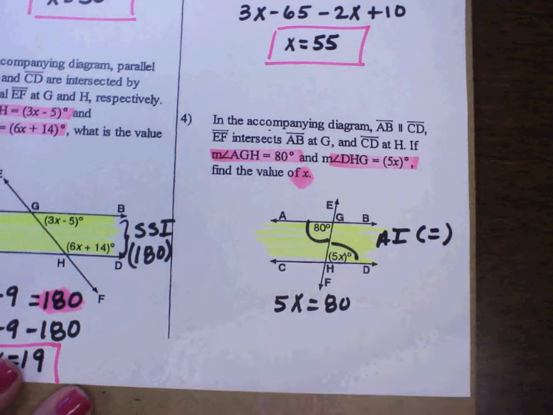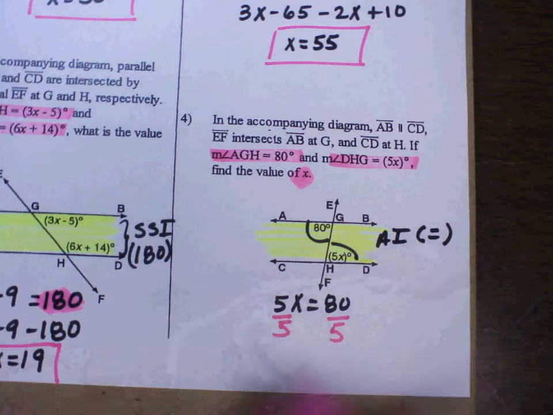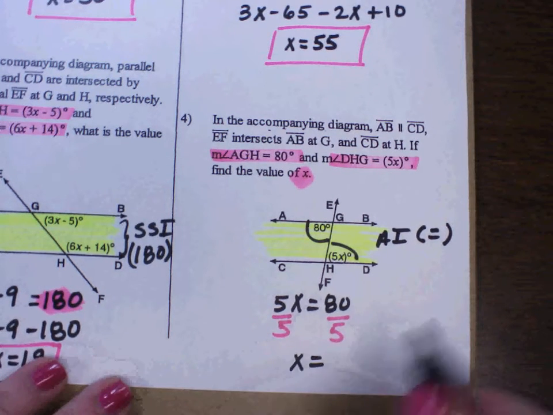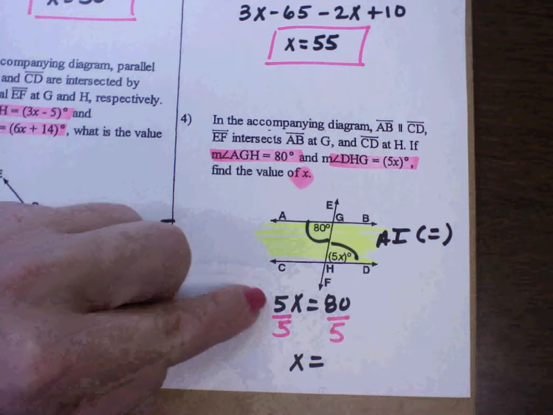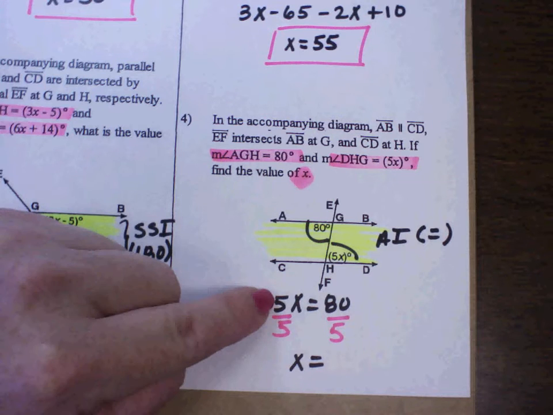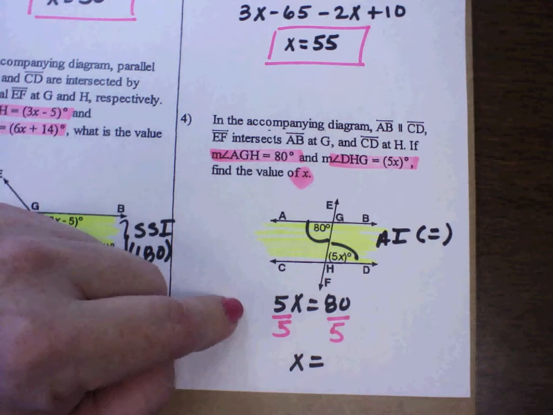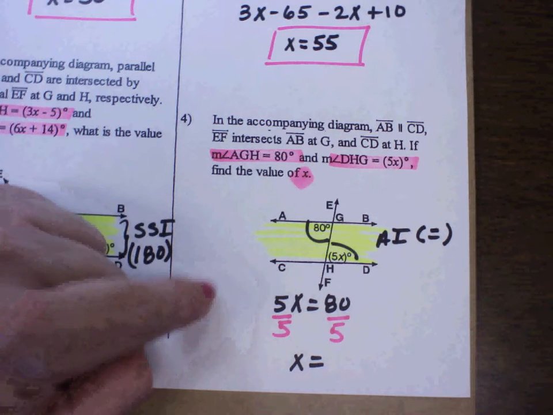You can go to equation solver, but the only thing that you need to do is divide by 5. 80 divided by 5, right? Why divide by 5? What's the math operation between the 5 and the x? Multiplication. What's the opposite of multiplication? Division. Okay? If not, just go to equation solver. And it would be 5x minus 80.